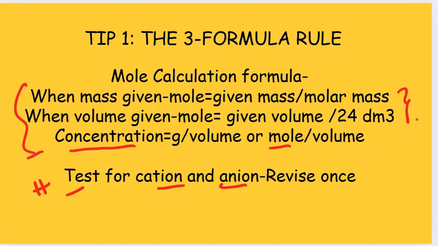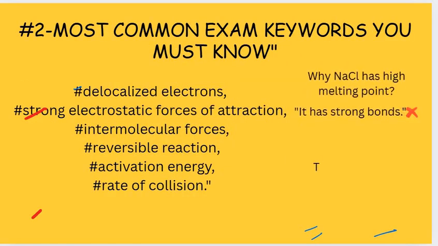For example, if they ask you concentration, concentration can be represented as gram per volume or mole per volume. So figure out what they're asking you. Second in the formula list, you have to check all the cation, anion and gas tests, which are very demanding and asked in every O level paper.